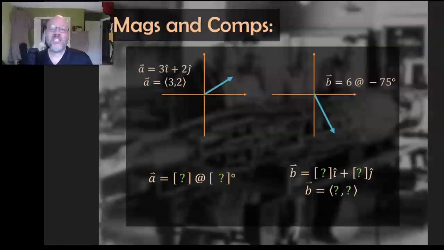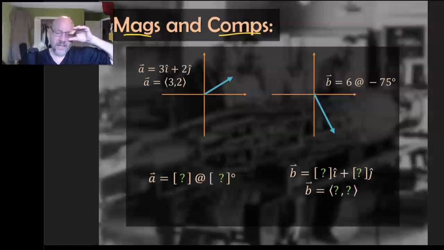Okay, so in part 2, what I want to do is break down and look at vectors in a much more useful way, which is to think about the magnitudes of the vectors, which is how long they are, and the components, which is how much in the x direction and how much in the y direction. You could think of it as how much east or how much north or south, that kind of thing.